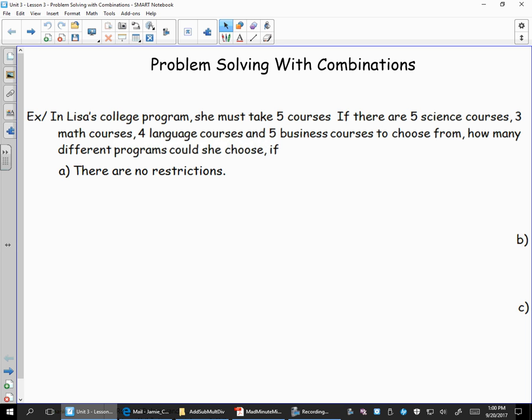In this lesson, we're going to continue to examine our idea of combinations. We're going to look at some situations that involve combinations. We'll start with a typical question. Okay? We'll do most examples today.